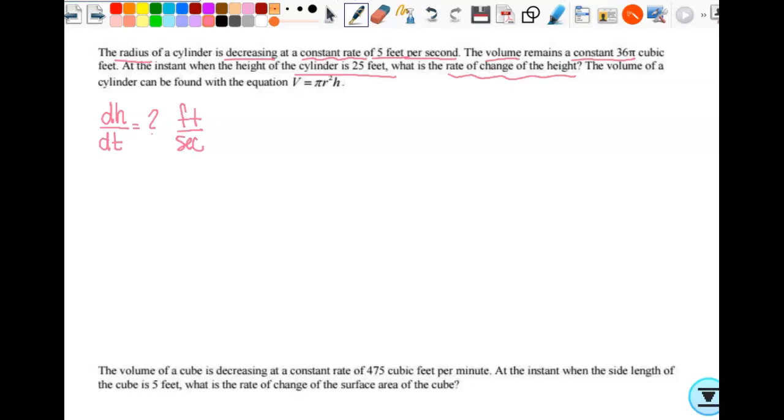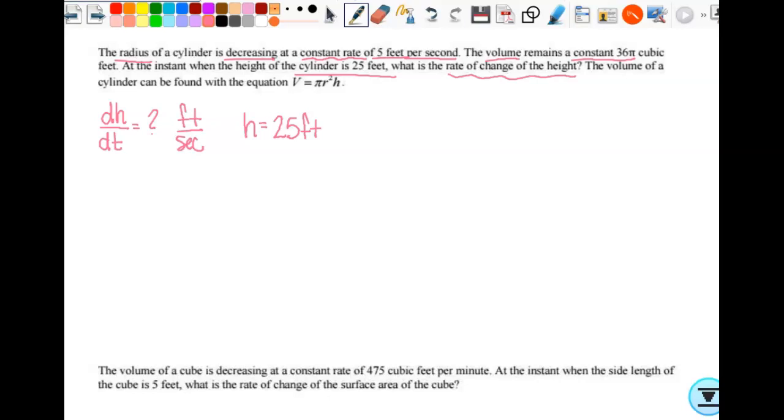Okay. Do we know the height in here? Yes. What is it? 25 feet. So at the instant when the height is 25 feet. Okay. Got that. All right. So let's see what else we got. Start back over reading it again.